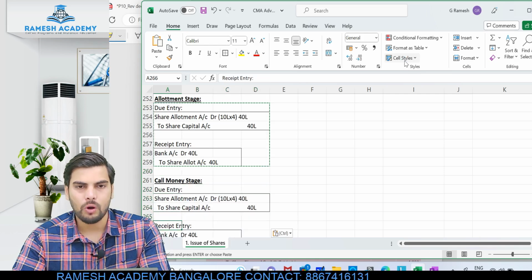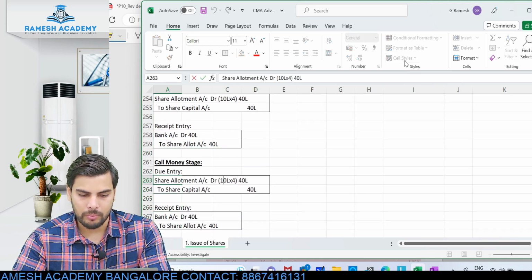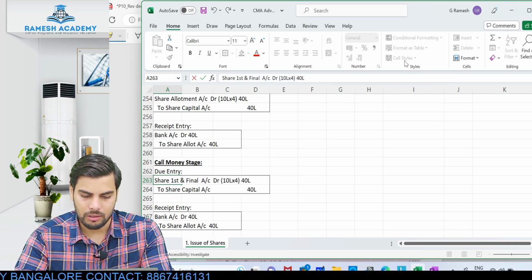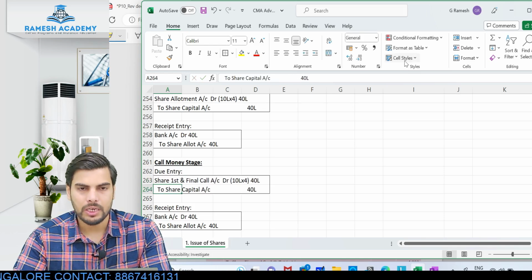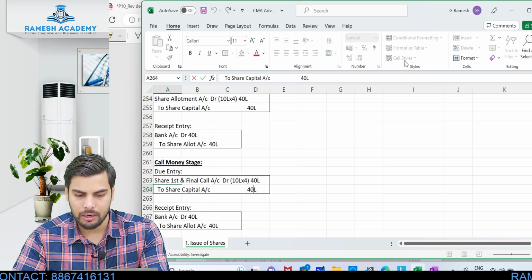Now look at this. What and all things will I be changing? Due entry, instead of calling it as share allotment, we'll be calling it as what? Share first and final call. Okay, share first and final call account, again 10 lakh into 4 rupees to share capital account, 10 lakh into 4. Okay, so this would be the due entry.